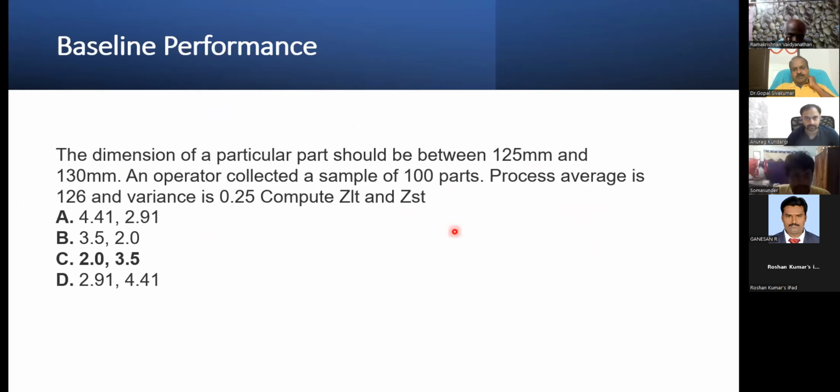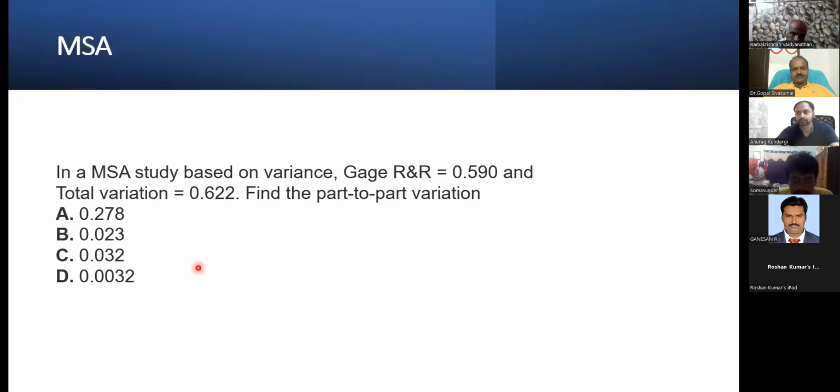And again, a similar problem. The dimension of a particular part should be between 125 and 130. So LSL is 125, USL is 130. Sample of 100 parts. Process average is 126. Variance is 0.25. Can one of you tell me what is variance? Variance is the square of standard deviation. So convert the variance into standard deviation first, and then you will be able to pick up the answer, Zst and Zlt. Because in the template, we need standard deviation, not variance. So take the square root of variance, and you will get standard deviation.